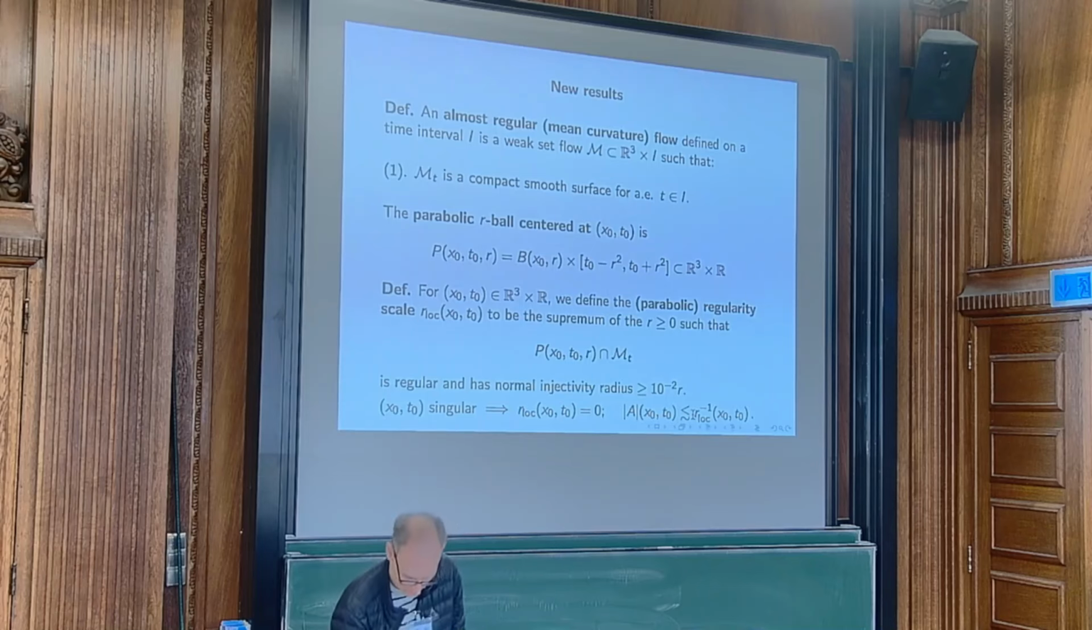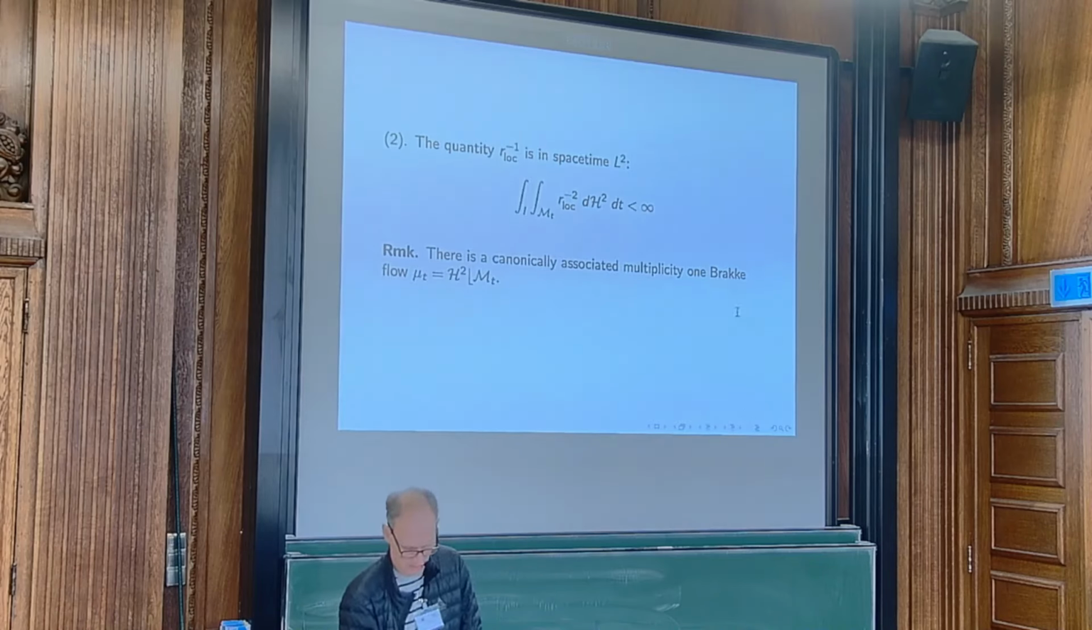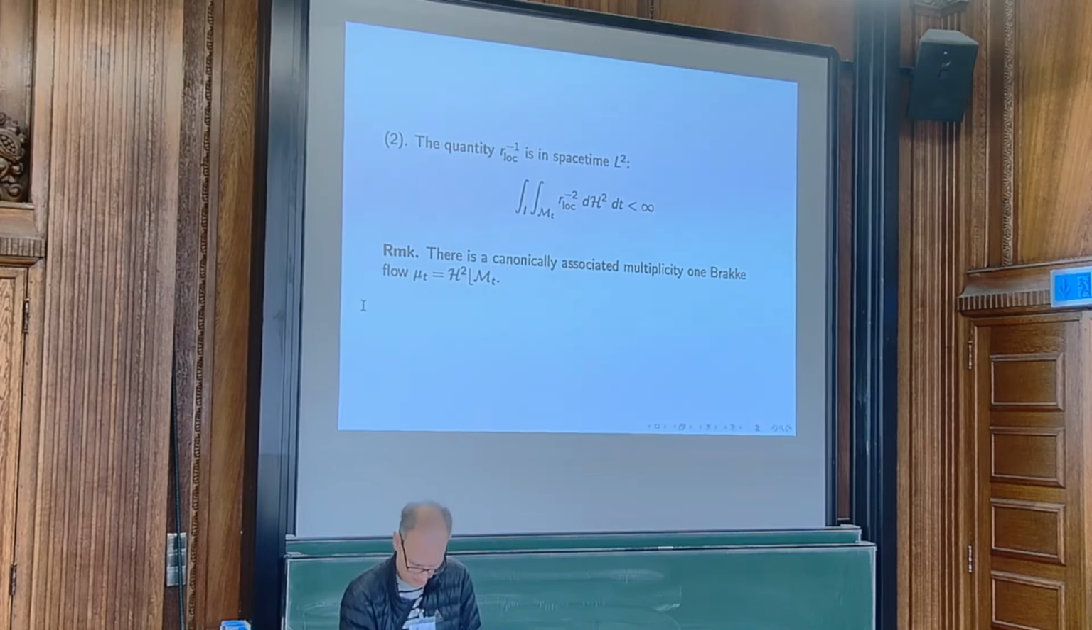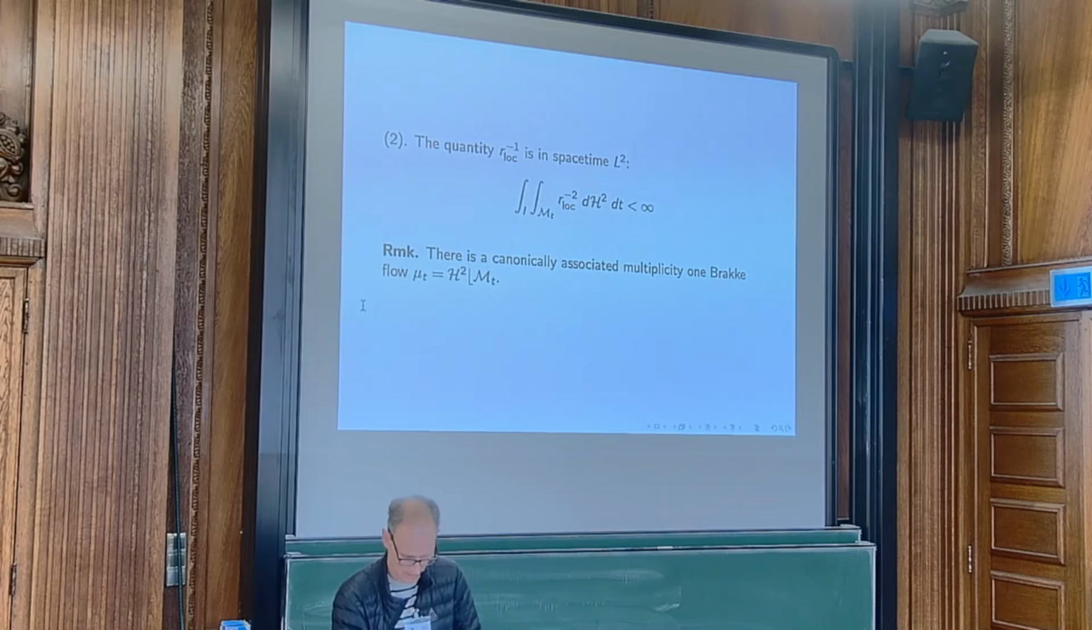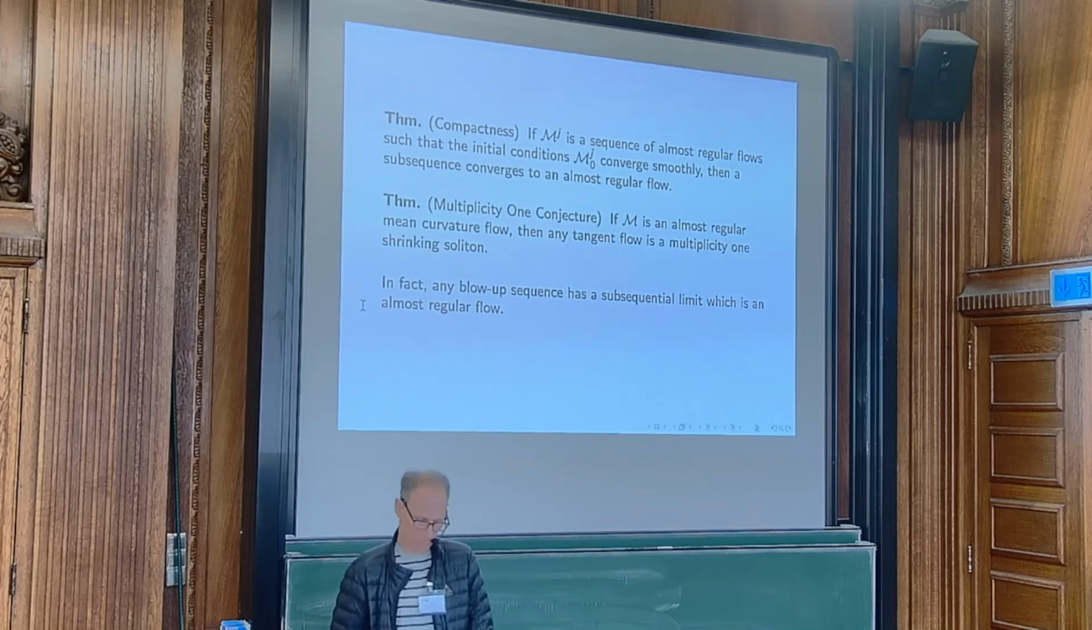And so the second condition is just that this curvature-like quantity is in space-time L2. So for every t, you integrate this over the time t slice with respect to area, then integrate over time. That should be finite. It's not hard to see, this is a short argument, to show that this gives rise to a Brakke flow, which is even multiplicity 1. And so we prove several main results about these.